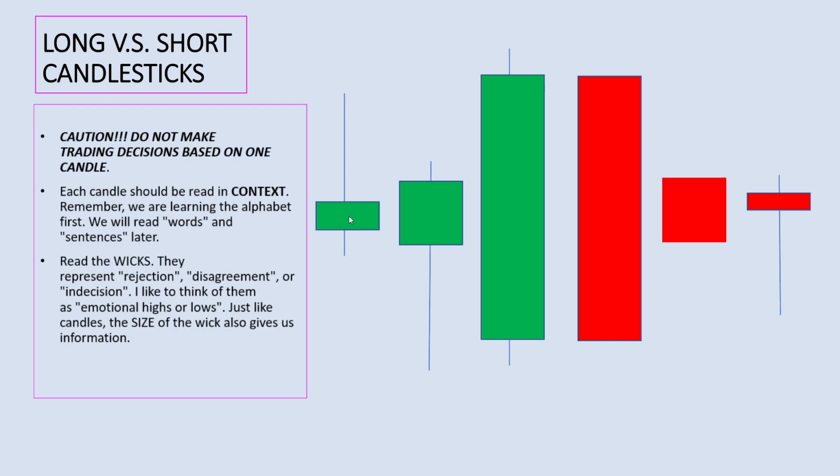Also, read the wicks, okay? Remember these lines at the top or at the bottom. They represent rejection, disagreement, or indecision. I like to think of them as emotional highs or emotional lows. So, just like the candles, the size of the wick also gives us information. So, do not ignore them, okay? Therefore, candles with no wicks show exceptional strength in favor of either buyers or sellers, right? No indecision at all, no wicks.